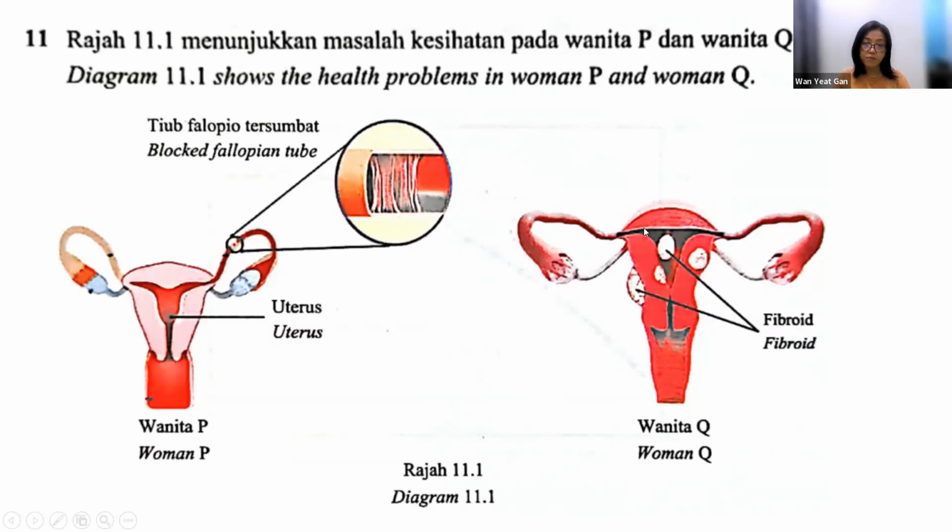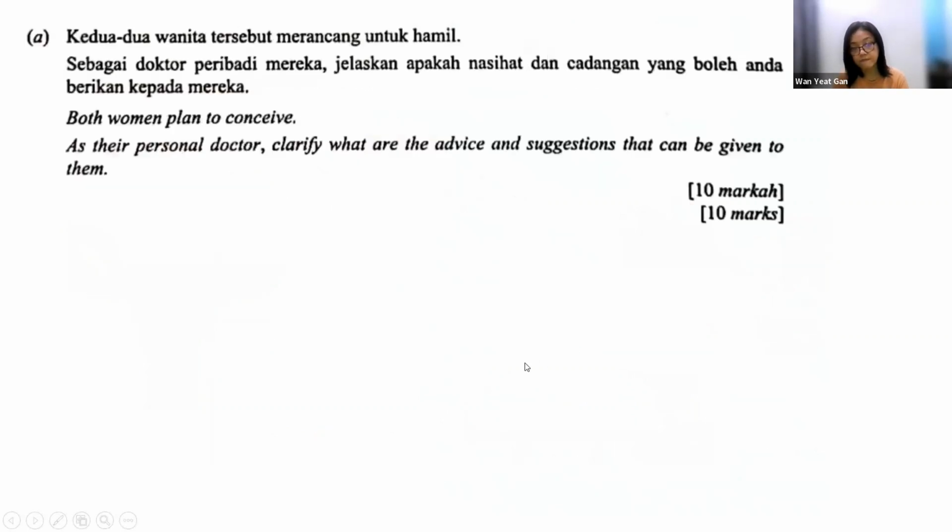One is a blocked fallopian tube. The other one is a growth of fibroid. Both women plan to conceive. As their personal doctor, clarify what advice and suggestions can be given to them. With a blocked fallopian tube, the woman cannot conceive. So does the fibroid. The fibroid also will not allow the woman to conceive because the fibroid may stop implantation, you know.